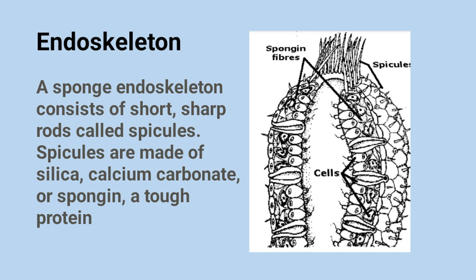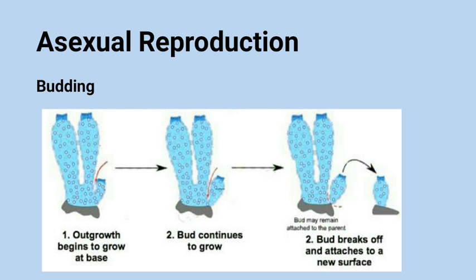Now, a very important characteristic of Porifera is the presence of an endoskeleton known as spicules. As you can see in the picture, these spicules are pointed, sharp, short, and rod-like structures. They are used as a defense by sponges because sponges are sessile and they cannot run away from their predators. So they use spicules to defend themselves from those predators. The spicules are made up of calcium carbonate, silica, or spongin, which is basically a tough protein.